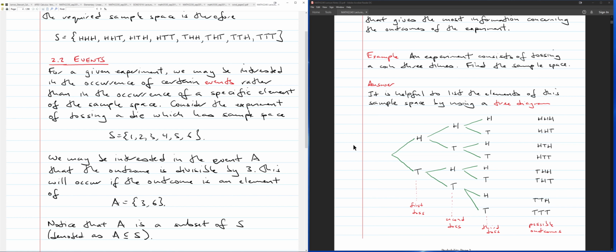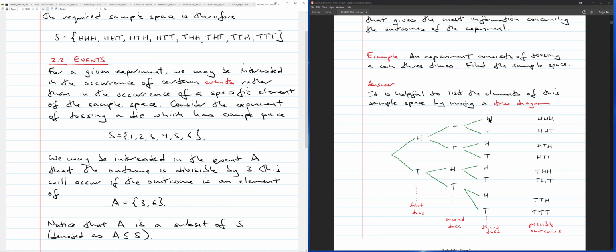Head, head, tail. Notice here what I'm doing: by this tree diagram, I'm able to see what all the possible outcomes are going to be. So if it's head over here in the first toss, and you toss it again, you can get on the second toss either head or tail.